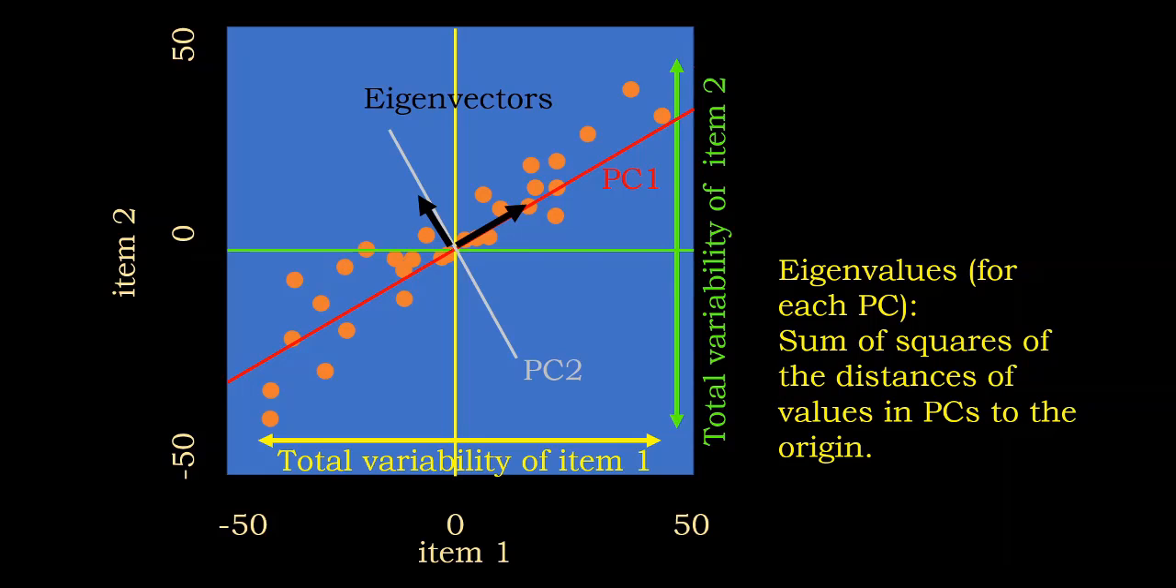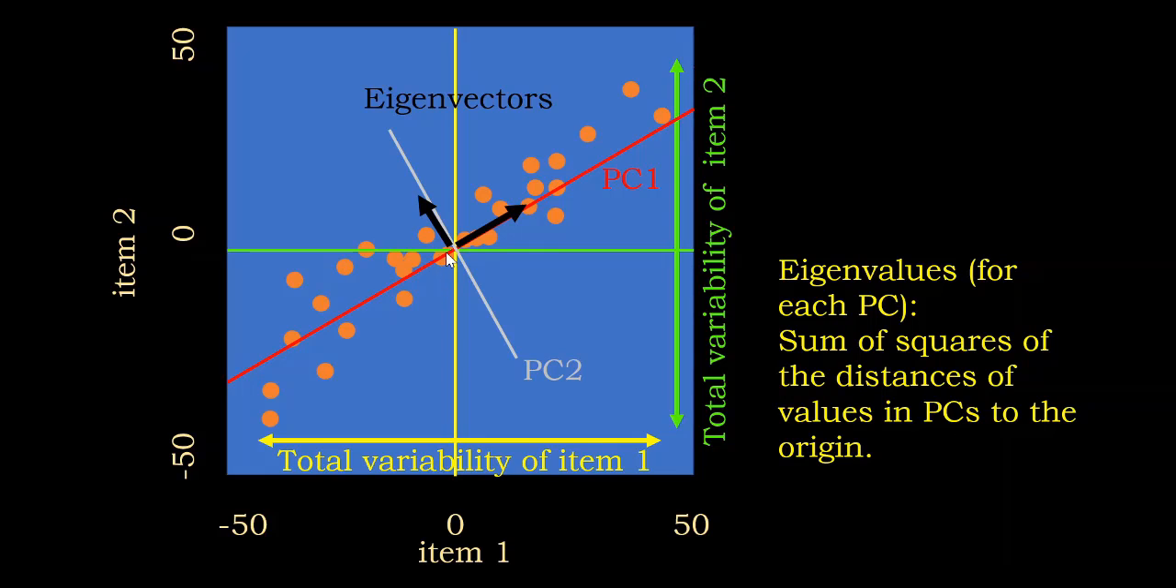Now, what is an eigenvalue? Each principal component has one eigenvalue. What's an eigenvalue? The eigenvalue is the sum of squares of the distances of the values in the principal component to the origin. Let's unpack that. So the origin is the intersection between the two means.